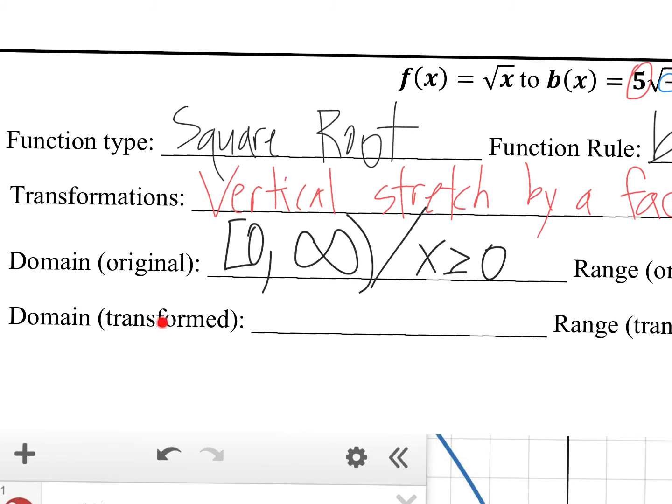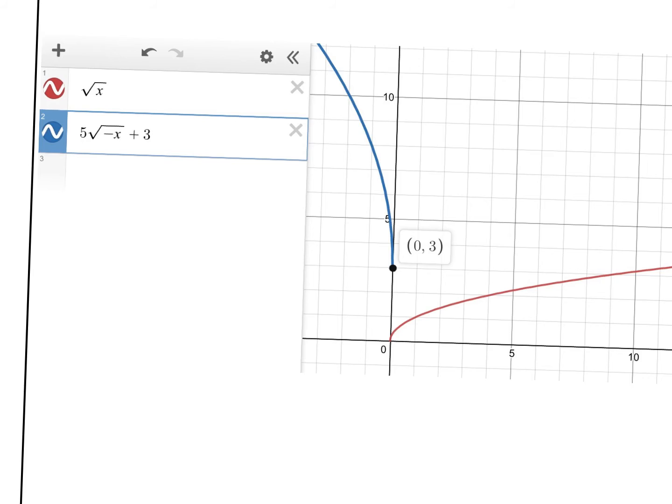So let's talk about the transformed domain. The thing that affects the domain on this is that y-axis reflection. Now the graph's going to the left. Yes, it moved up 3, but remember, domain concerns the x values, so the fact that it went up 3 isn't going to change the domain. Just look at the x-coordinate of this starting point. It's (0, 3), so the x-coordinate is 0.